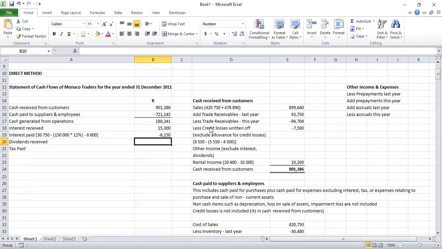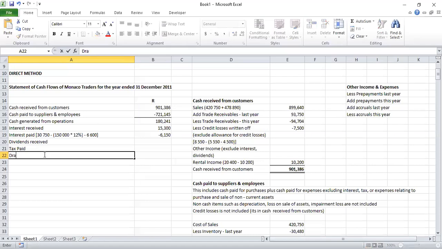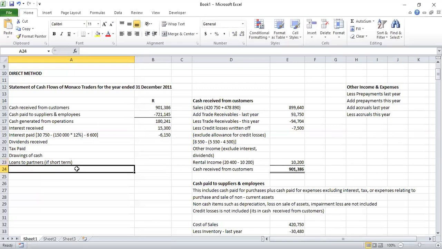Then we check if there are any short-term investments. Oh, this is a partnership. All right. If it's a partnership, you also have to include drawings of cash. If they withdrew something else, you don't include. Then you also have to include loans to partners. It's short term. But you always assume that it's short term unless told otherwise. There's no tax in a partnership. Is that right? Right. Then we can also include purchase and sale of investments held for trading. As long as they are held for trading. Remember that we talked about that in the previous topic.